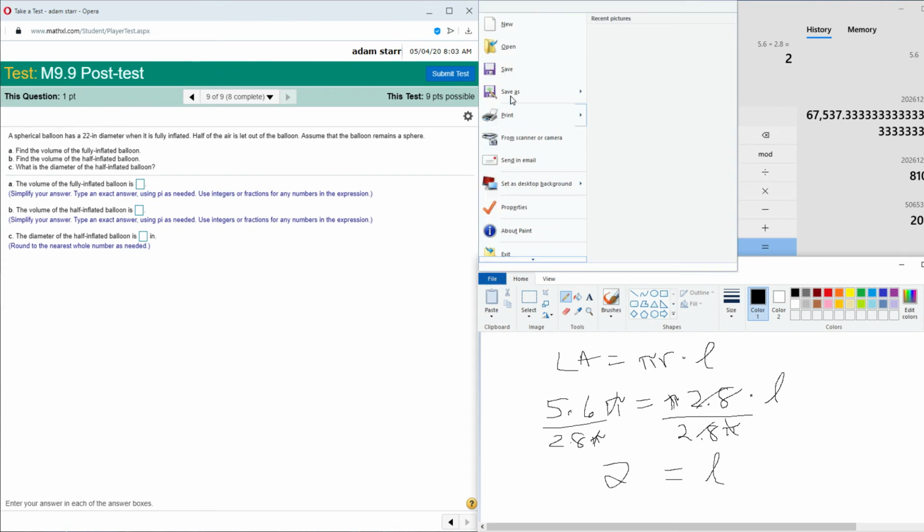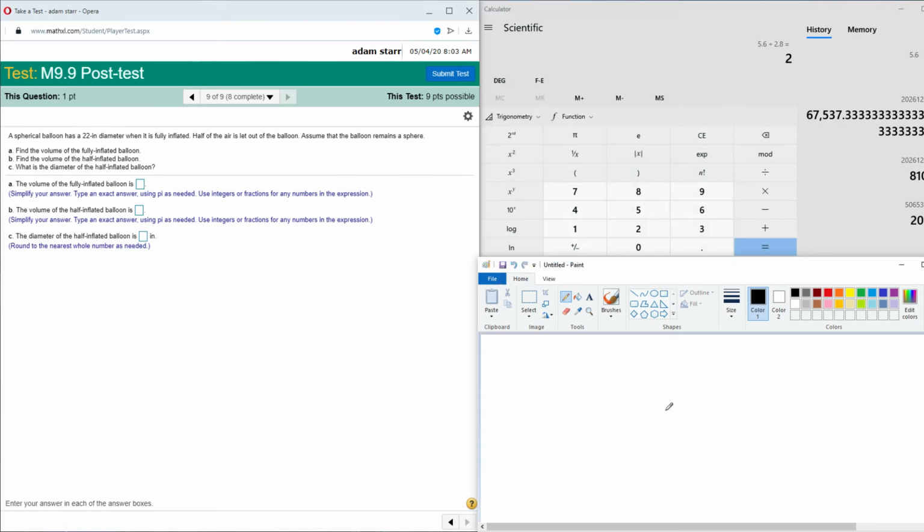And last question. We have a spherical balloon that has a 22-inch diameter when it's fully inflated. Half of the air is let out of the balloon. Assume that the balloon remains a sphere when the air is let out. Find the volume of the fully inflated balloon, the volume of the half-inflated balloon, and the diameter of the half-inflated balloon. So we're talking about the volume of a sphere again. The volume of a sphere is 4/3 pi r cubed.